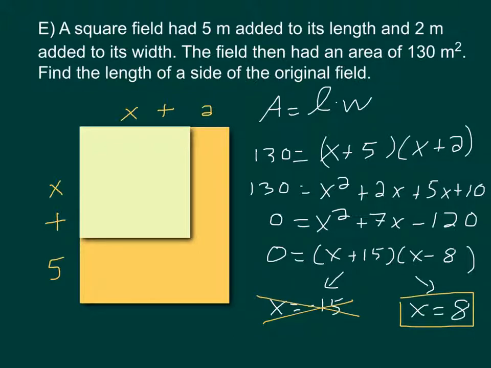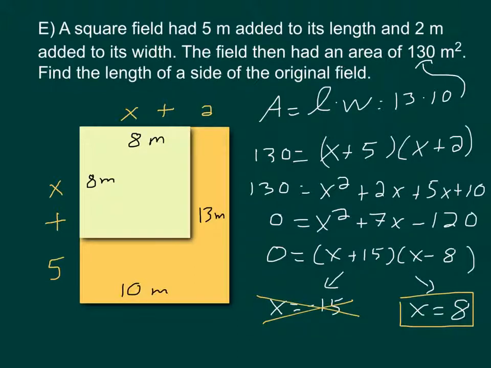Now I can actually use that and check to make sure that it's going to work. If my original field was an 8 by 8 square, then when I add the dimensions to each side, I end up generating a 10 by 13 rectangle. I get that just by adding 2 meters to the width and 5 meters to the length. And now I can very easily see that the area of this rectangle would be its length times its width, which would be 13 times 10, which equals the 130 square meters that I wanted to have in the first place.